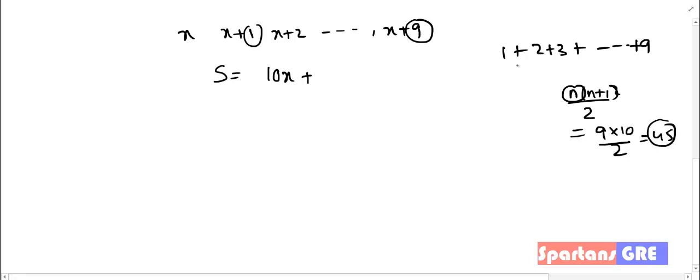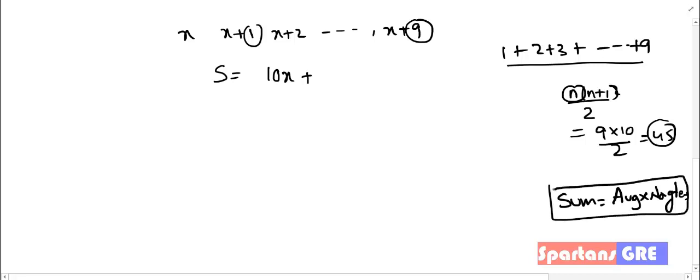The other way to get the sum is average into number of terms. What will be the average of consecutive numbers? You can take 1 plus 9 by 2, or 2 plus 8 by 2, or 3 plus 7 by 2. So the average will be 5. So 5 into the number of terms, here 9 terms are there, 5 into 9 is 45. So the sum you got is 45, and x plus 45 is your sum.